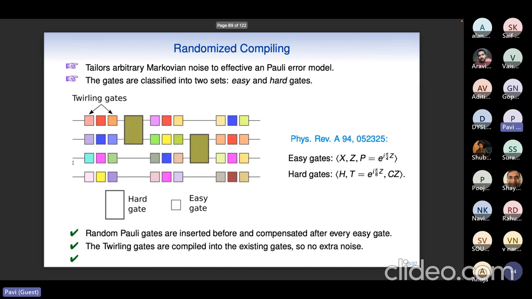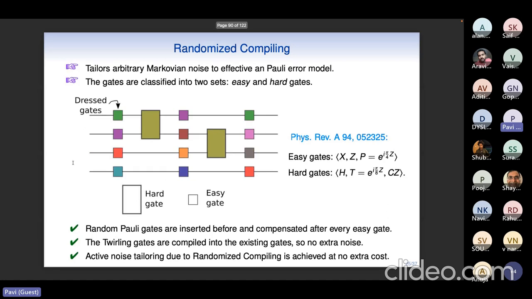Once we have applied these random Pauli gates, through linear algebra we can absorb these random gates into the existing gates in the circuit, and just perform that absorbed gate, which are called rest gates. Now, this ensures that the effective noise model on the circuit gates, for the average over all possible randomizations, is a Pauli error model, which is easy to work with.